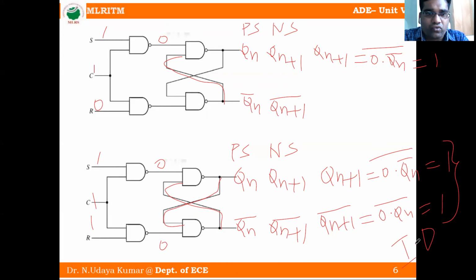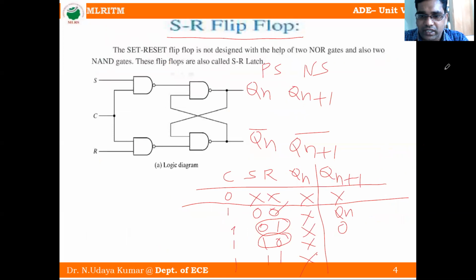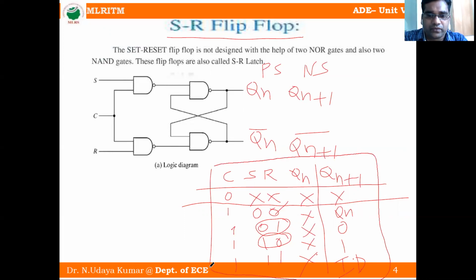So here the 1 0 case we are getting 1, and the 1 1 case we are getting the indeterminate state. So this is the truth table for SR flip-flop. By using this SR flip-flop truth table, we can find the SR flip-flop equation. Now we will see how to find the equation.